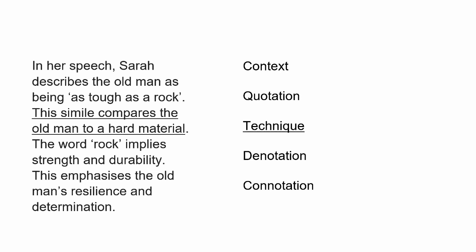The technique section then states the technique that is used and explains how it is used. Remember, if you're analysing a simile or metaphor, you always need to explicitly state the two things that are being compared. I really recommend that you use a synonym when you're explaining the comparison. So for example here I've said compares the old man to a hard material. If I just said compares the old man to a rock, I'd pretty much be just repeating the text and it wouldn't really be showing my understanding.